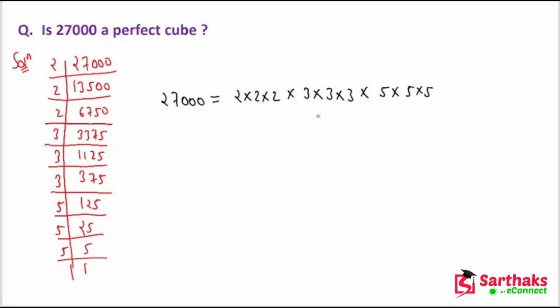Now the third step said that group the factors into triplets. So these are the triplets that have been formed. Now you can clearly see from step number 4 that no factor is left over in the grouping. So this number is indeed a perfect cube.